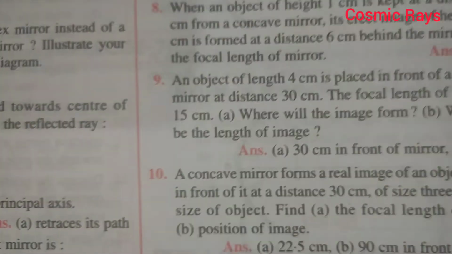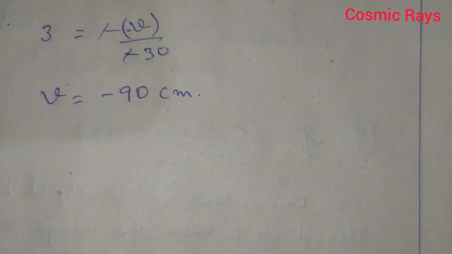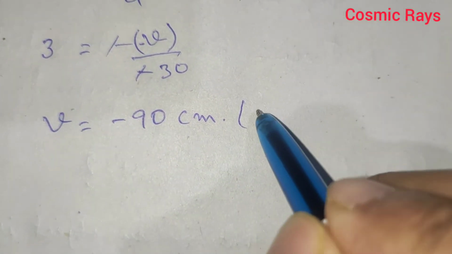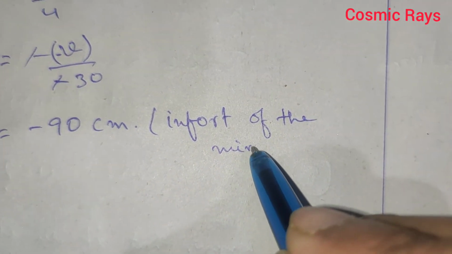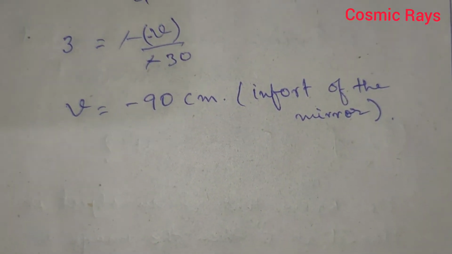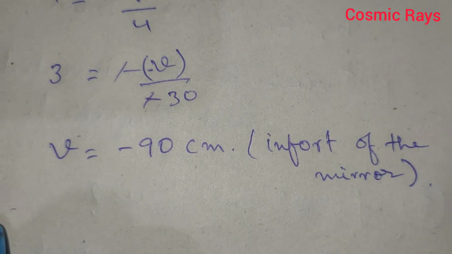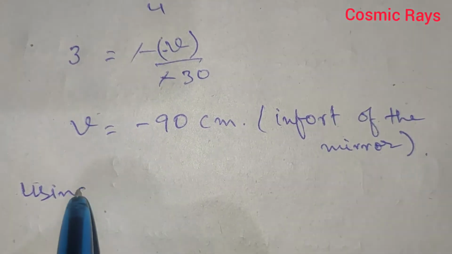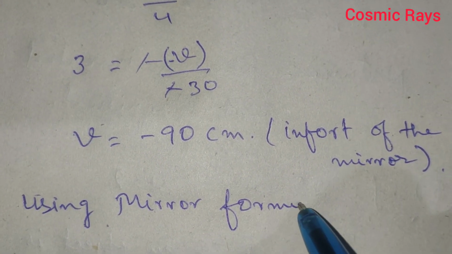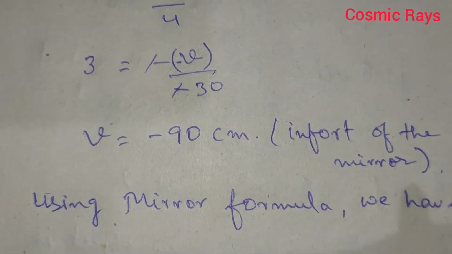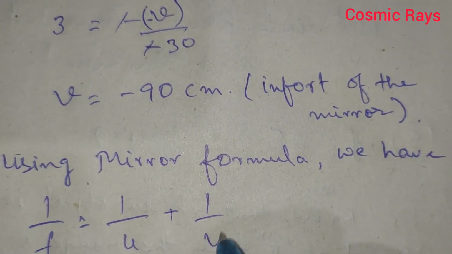Now the first part of the question, which says find the focal length. Now 90 centimeter you can write in front of the mirror, or even if you write v equal to minus 90 centimeter, that will be correct. Now we find the focal length. So using the mirror formula, we have 1 by f is equal to 1 by u plus 1 by v.